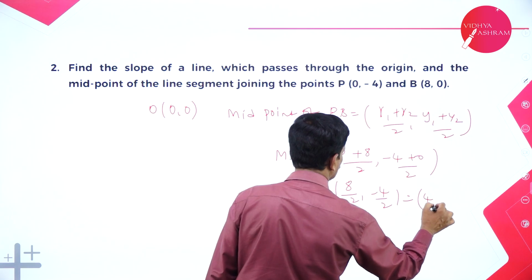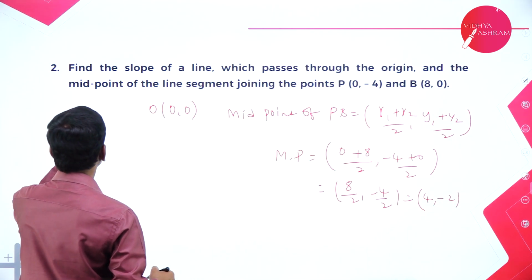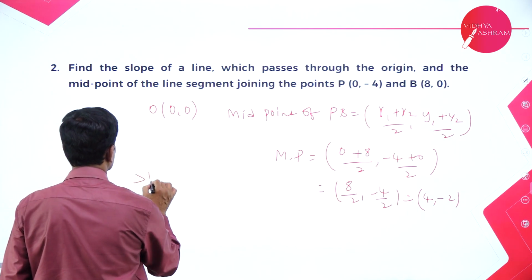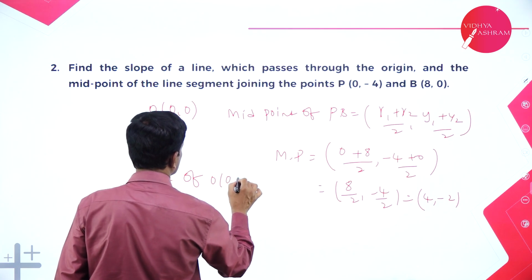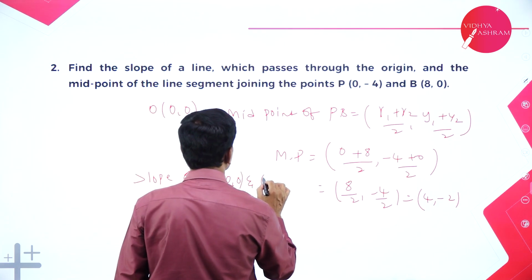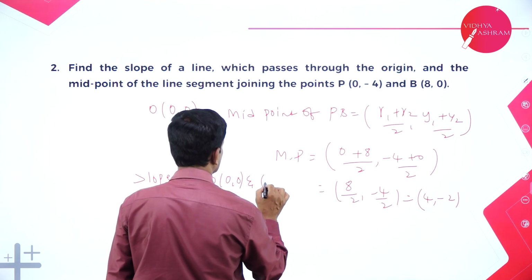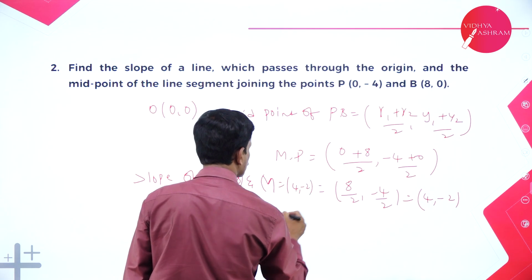8 by 2 is 4, minus 4 by 2 is minus 2. Now find out the slope between these two, the slope of both 0 comma 0 and the point, let us call it m, that's equal to 4 comma minus 2.